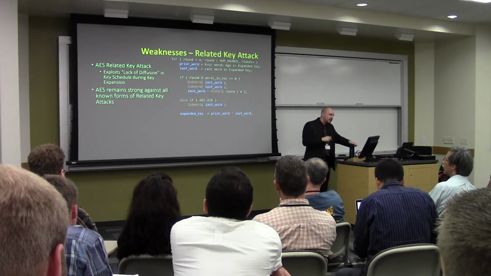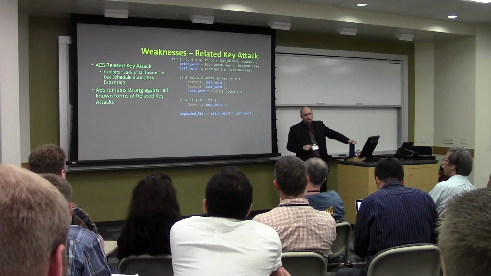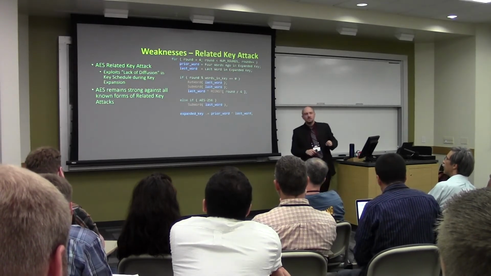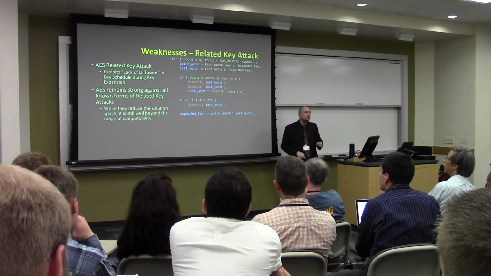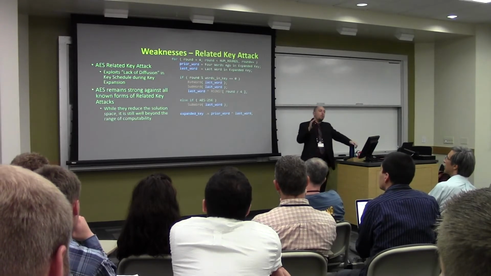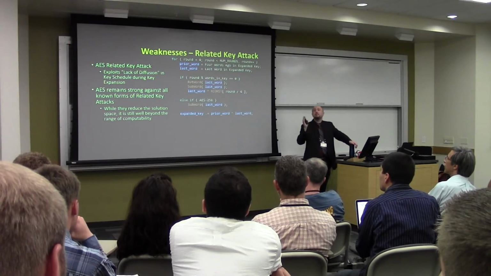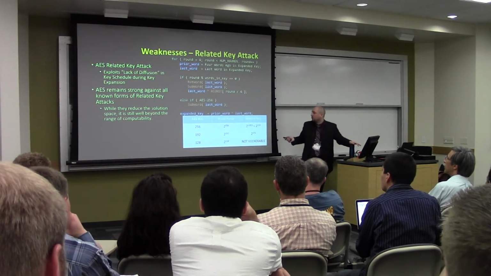What's interesting about the related key attack, though, is that AES does remain strong against all forms of the known related key attack. All known forms of related key attacks. The reason I want to show this to you one more time is to actually look at the scope. How bad is it, in other words? While the key attack does reduce the solution space, okay, it makes it better than having to brute force it, the actual computability is outrageous.